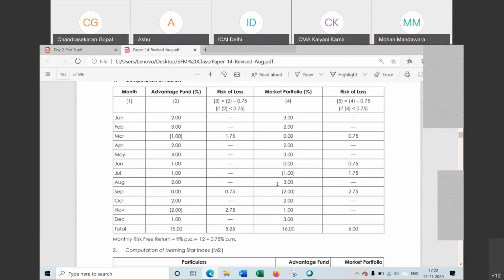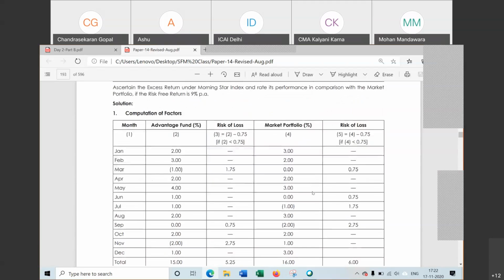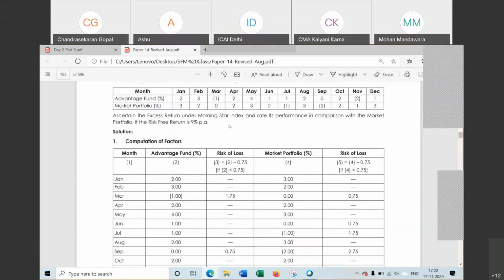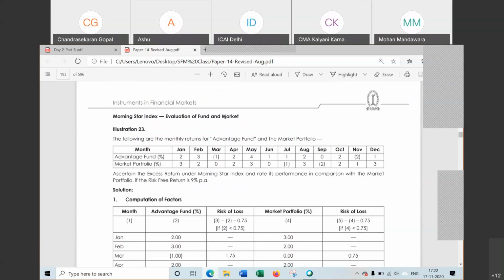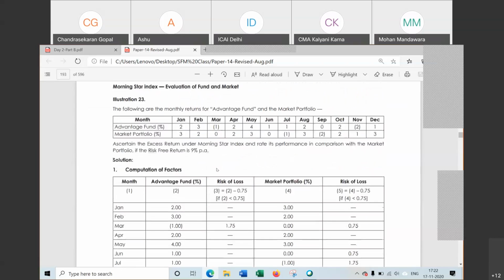Any doubt? In the same way we will find for the market portfolio. Market portfolio is given in the second column. For this we will also find the risk of loss. This is step 1. We are computing the evaluation of the fund, mutual fund investment and market. So this is step 1, computation of risk of loss.